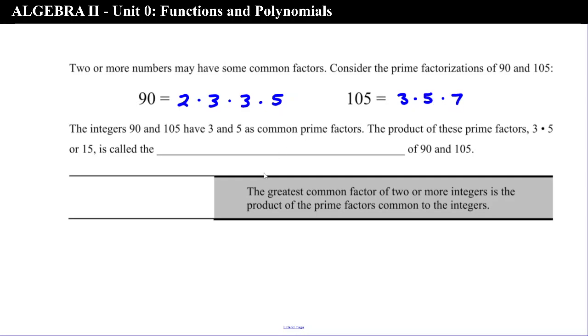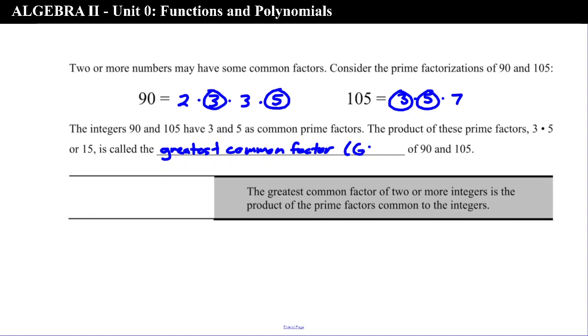Well, we want to see what both 90 and 105 have in common. Well, they both have a 3, and they both have a 5. So since they both have a 3 and they both have a 5, we can multiply 3 and 5 together and get 15 and find that the largest number that will go into 90 and into 105 is 15. That is called our greatest common factor. And you'll often see it abbreviated as GCF.